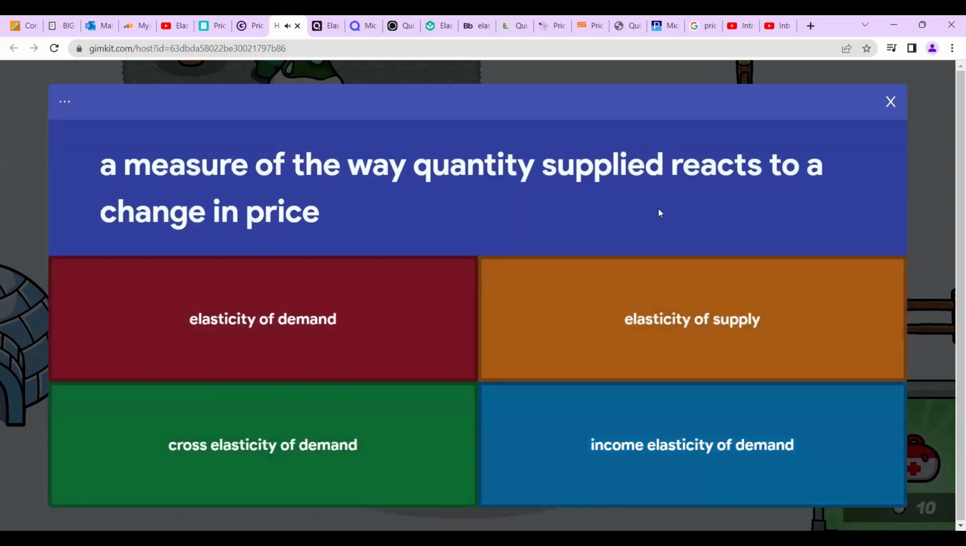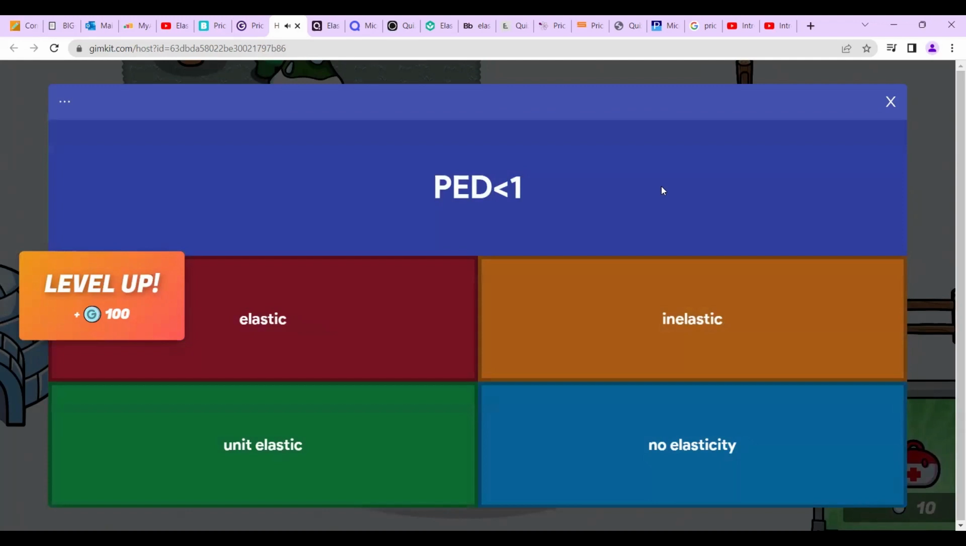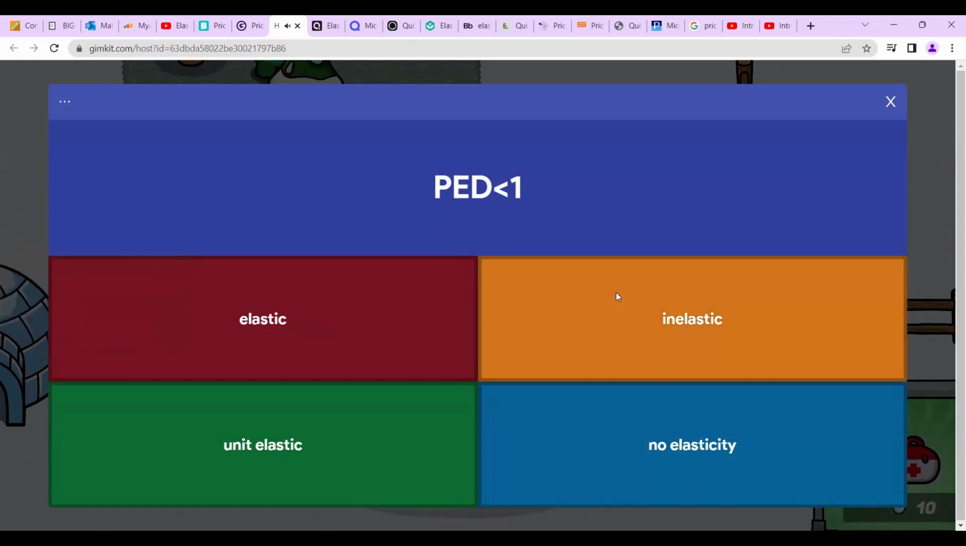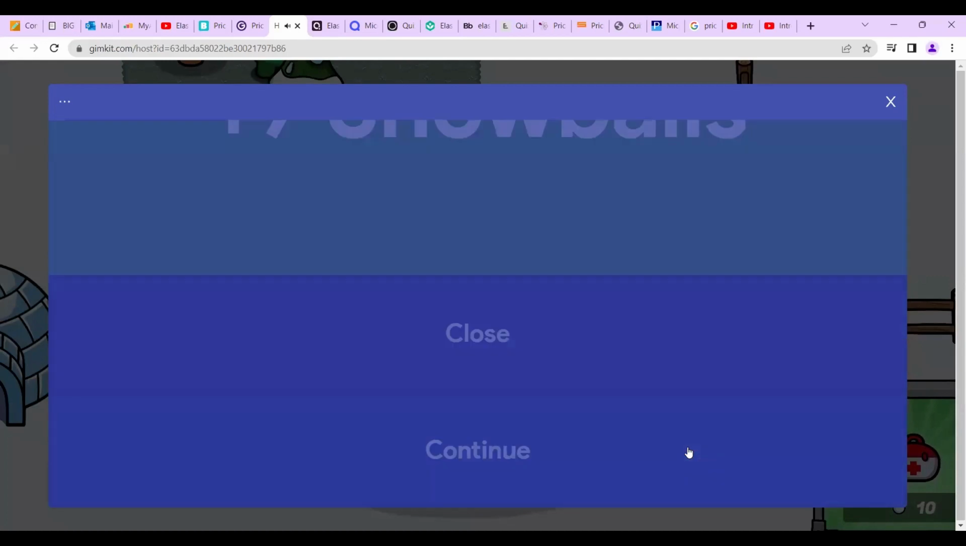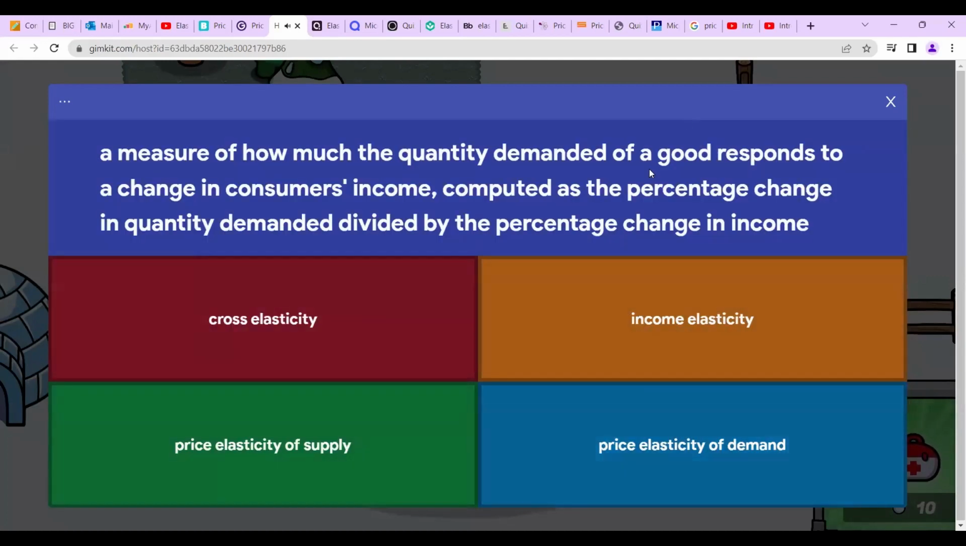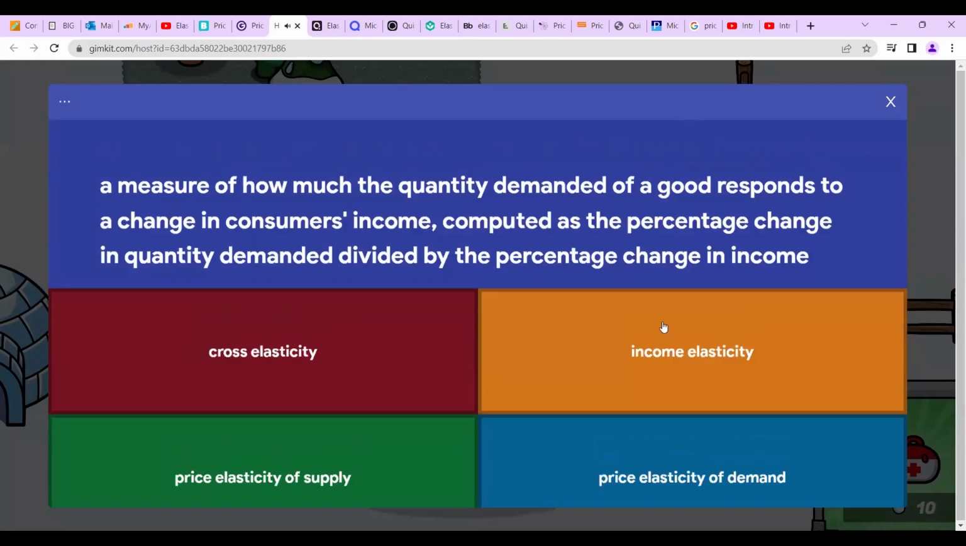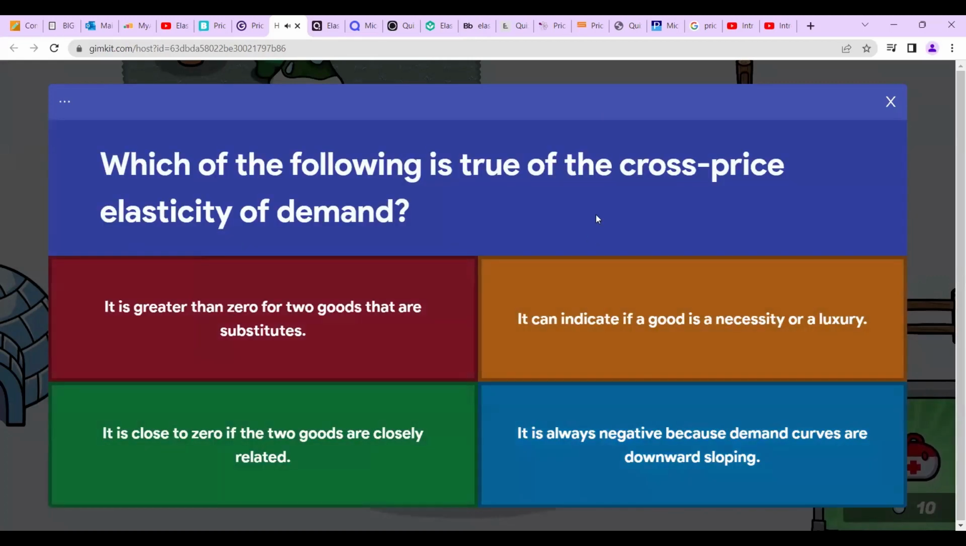Measure of the way quantity supply reacts to change in price. Elasticity of supply. Price elasticity of demand price elasticity of demand less than 1 is inelastic. Determine whether two goods are complements when we calculate the cross price elasticity. Measure how much supply and demand will respond to change in consumer's income. Determine the percentage change in supply and demand divided by the percentage change in income. That would be income elasticity. Which of all is true of cross price elasticity?